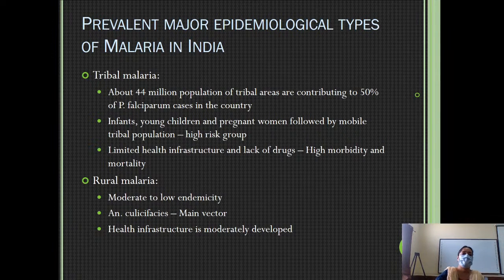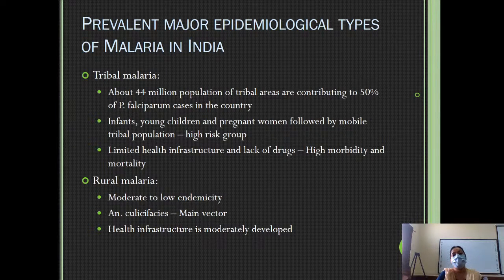Okay, the first one is tribal malaria. Now, about 44 million population of the tribal areas contribute to about 50% of the falciparum malaria cases in our country. So the burden of tribal malaria is very high because the tribal population lives in remote areas, mostly around jungles, mostly around water bodies. So these are the conventional breeding grounds for the Anopheles mosquito and transmission of the disease. So you see major burden of falciparum, more than 50%, is contributed by tribal malaria alone.